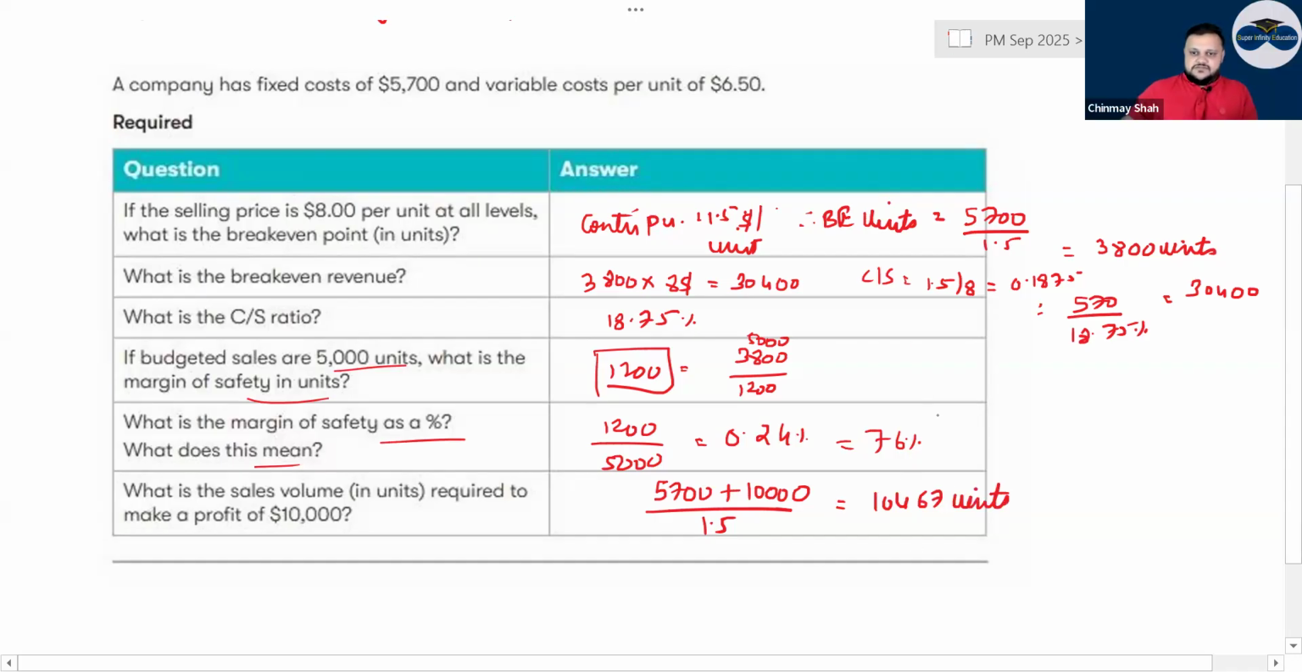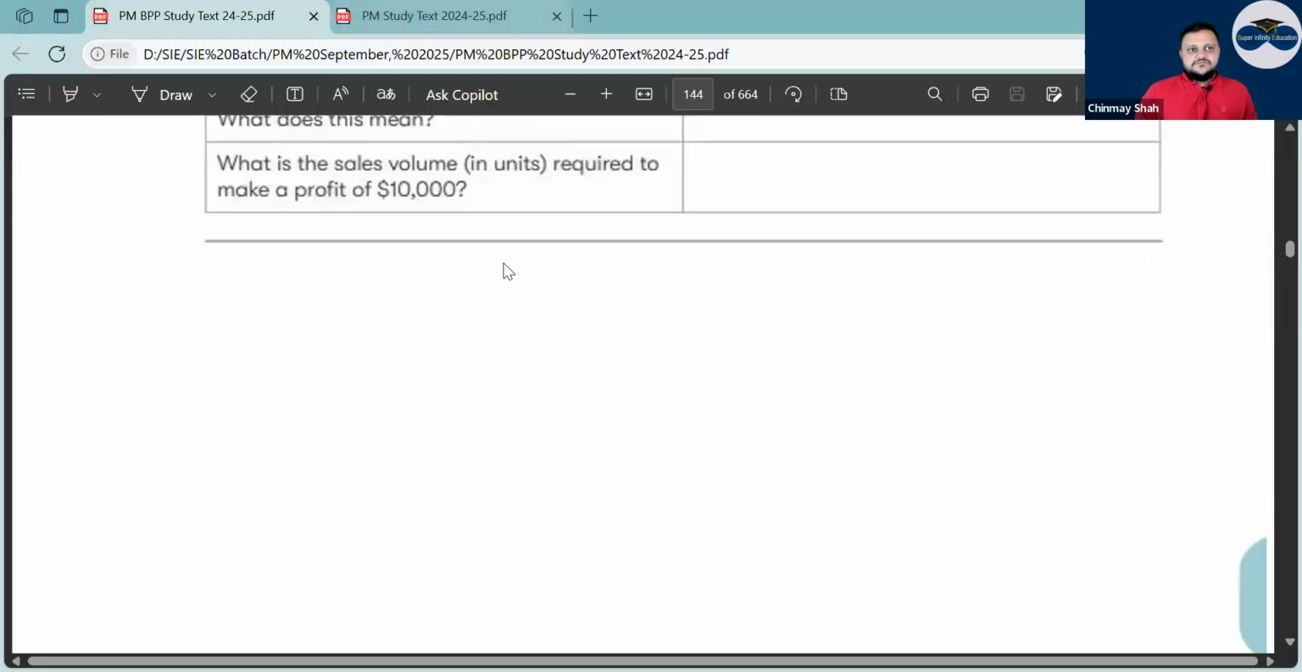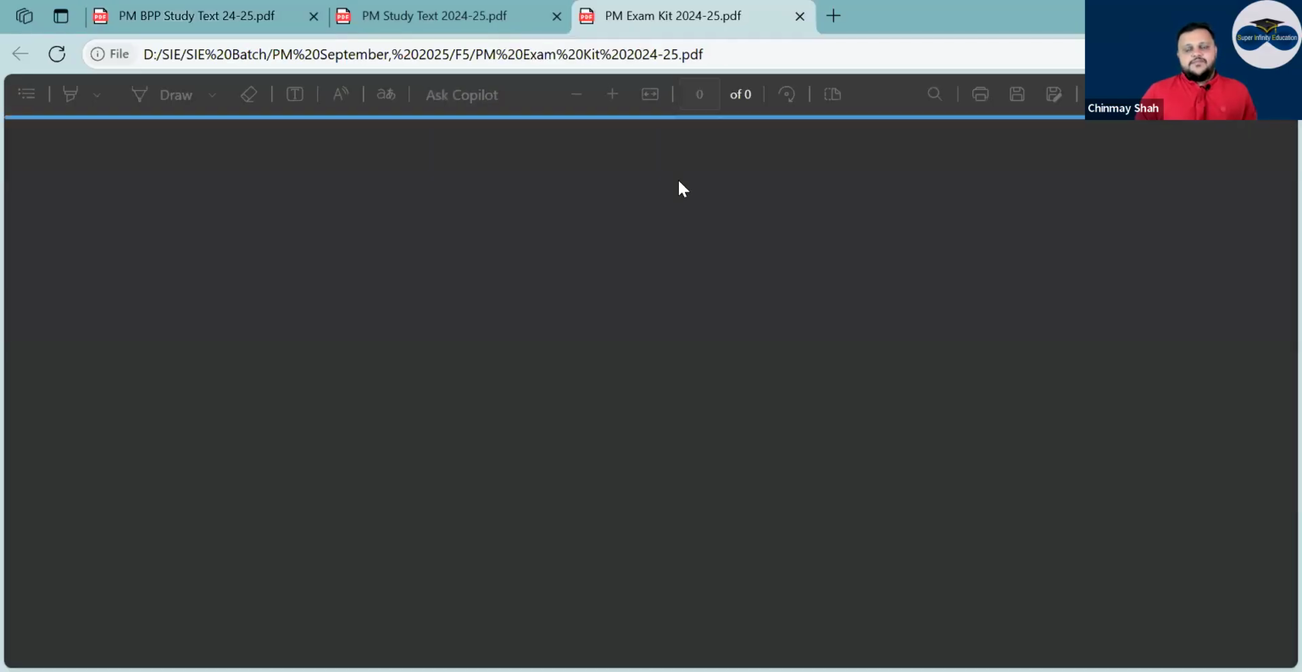Makes sense or does not make sense? Now are you getting a hang of things? Can we do 1 or 2 questions from the exam kit as well? Actually there are not a lot of questions on this in the exam kit. Let me look at the Kaplan exam kit.